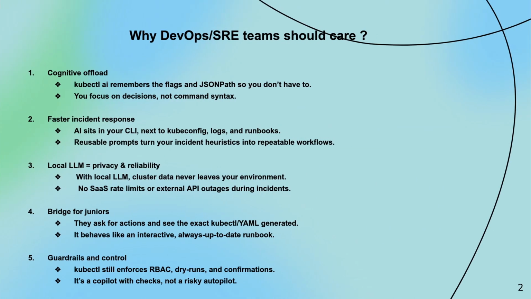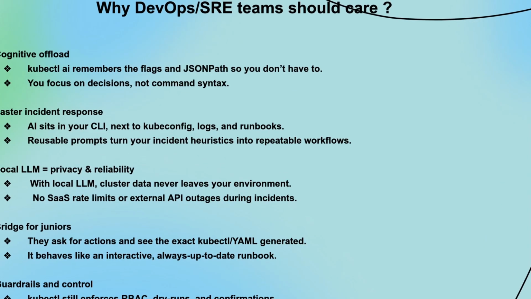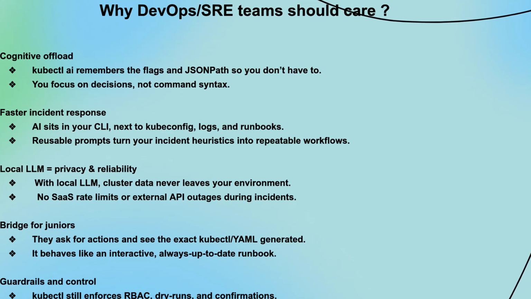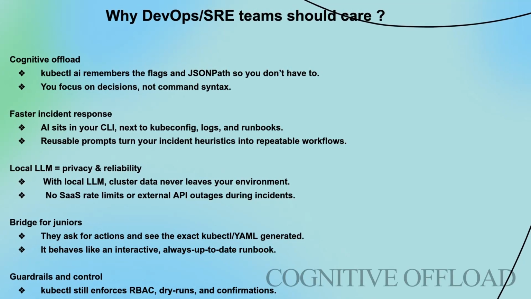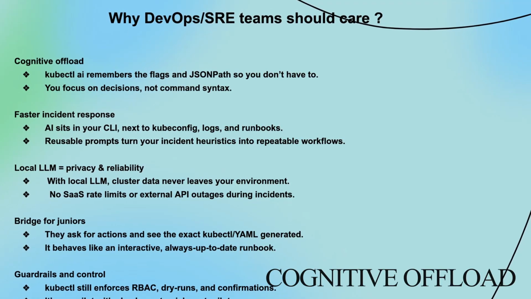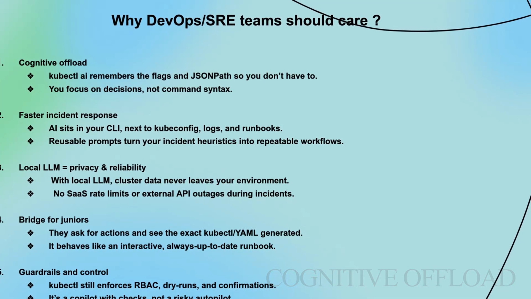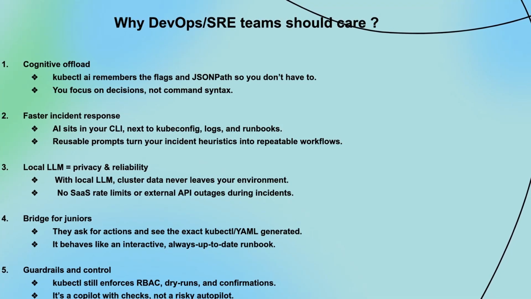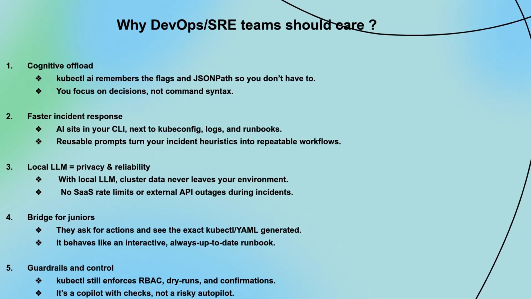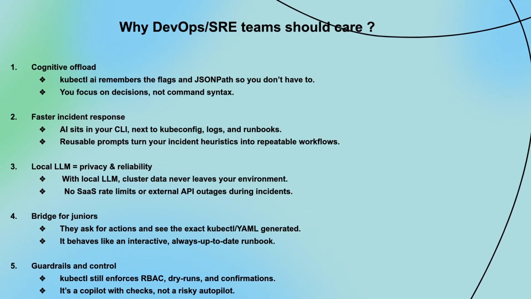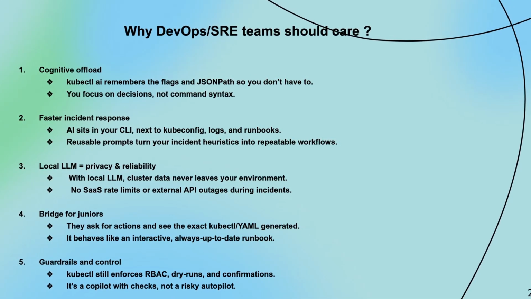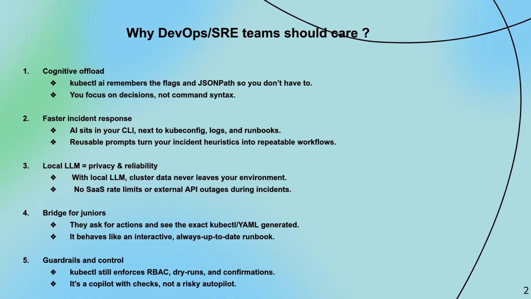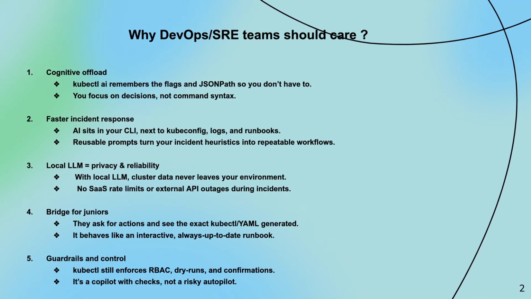Let us answer why a DevOps or SRE team should care. kubectl-ai takes care of the boring part of Kubernetes for us. Instead of memorizing long kubectl commands and tricky JSONPath expressions, we can describe what we want in plain English and let the tool generate the commands, which means we can spend our brain power on understanding the problem and deciding what to do next instead of fighting with syntax.